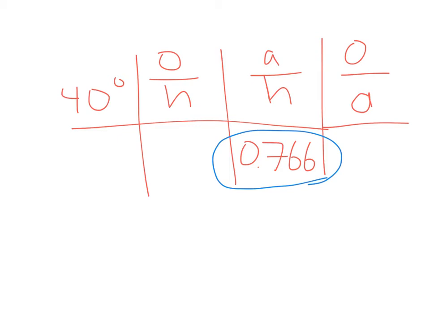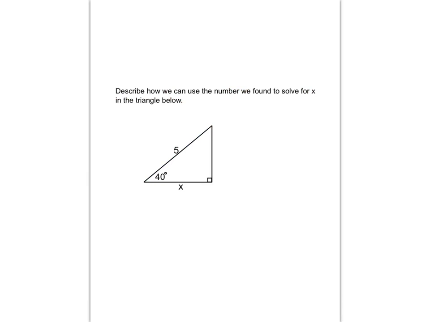And to give you something more concrete to think about, let's look at this triangle below. So this is like the situation we were describing before. We have our 40-degree right triangle. So how can we use the number we found on the previous slide, which was 0.766? We looked at our table to figure out that number. How can we use that number, and what does it mean? How can we solve for x?